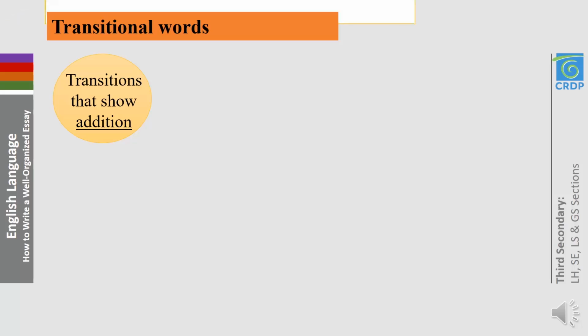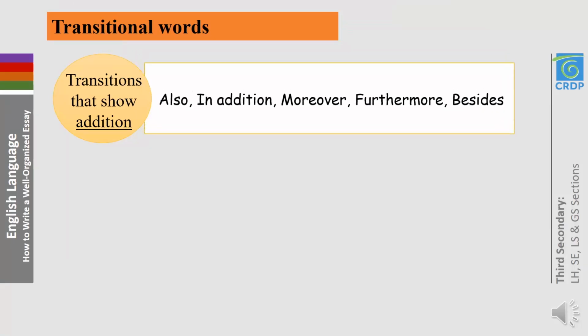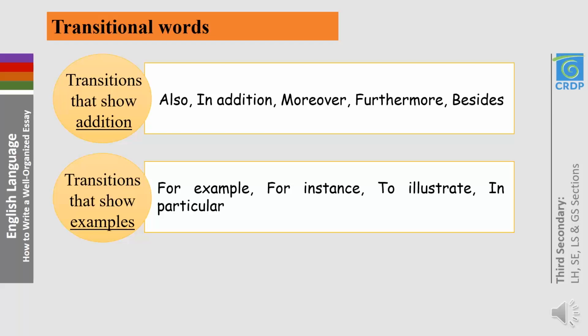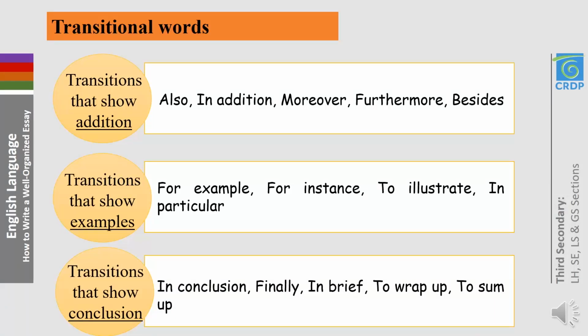There are transitions that show addition, like also, in addition, moreover, furthermore, besides. There are transitions that show examples, like for example, for instance, to illustrate, in particular. There are transitions that show conclusion, like in conclusion, finally, in brief, to wrap up, to sum up.